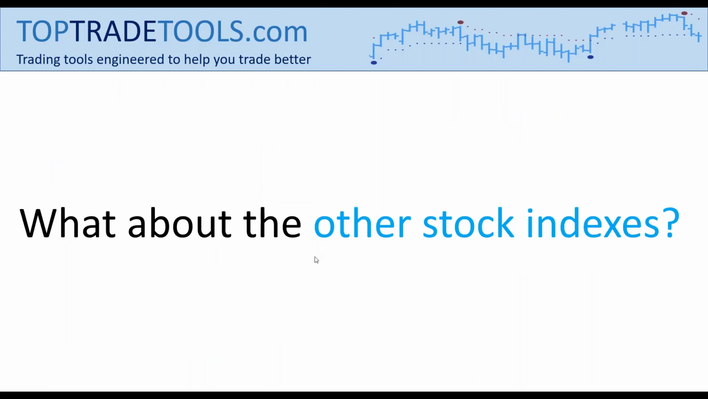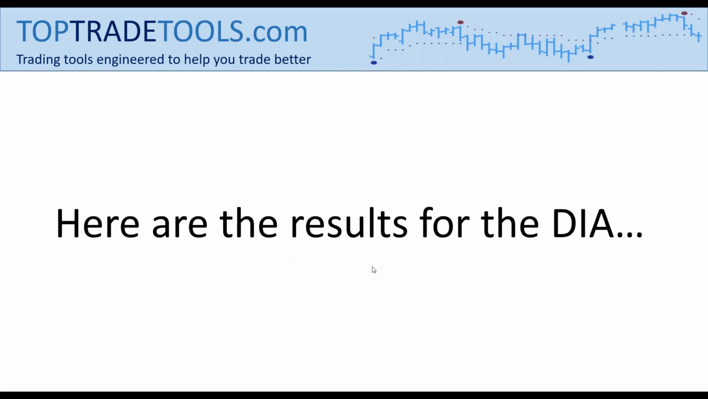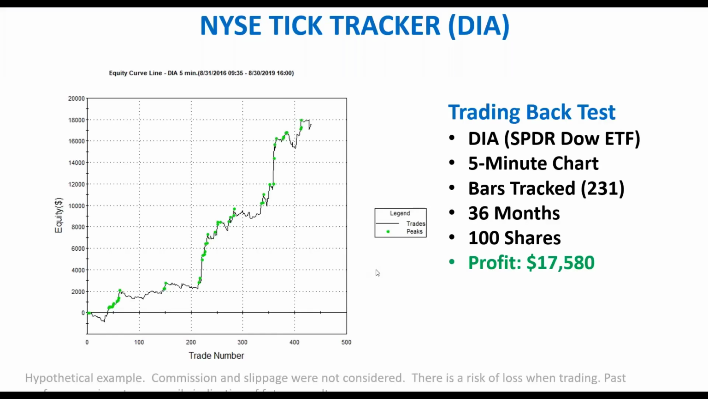But I had to ask the question, what about other stock indexes? Does this just work with the SPY, or does it work with DIA, for example? So I decided, let's go ahead and test some of the other ones. So here are the results for the past 36 months in the Dow Jones Industrial Average.